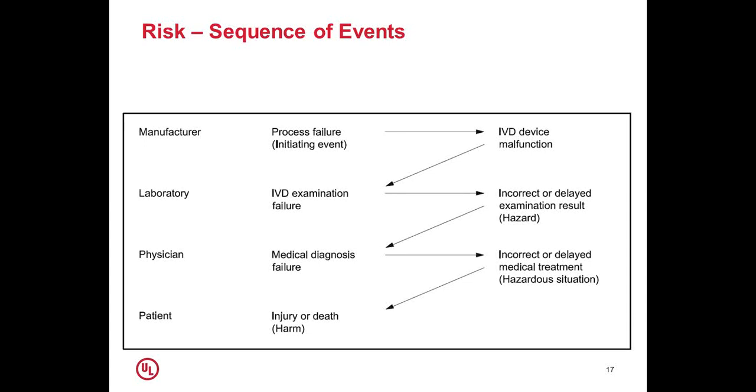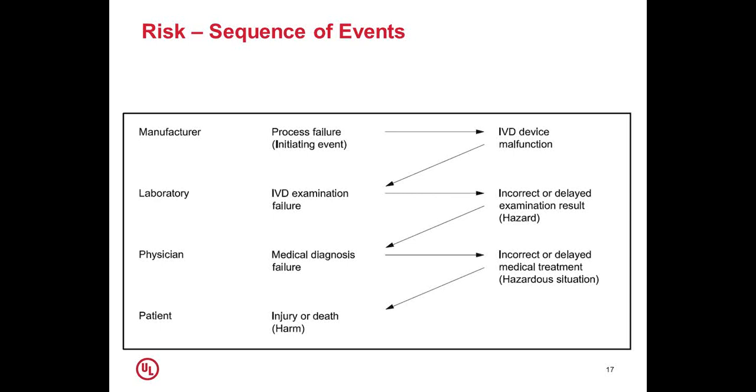This is an IVD medical device. IVD is a very simple glucose meter or blood check meter which we have at home. Due to some process failure, the IVD device malfunctions. This results in an IVD examination failure, an incorrect or delayed examination result. As a result, a medical physician will do a diagnosis and the diagnosis is a wrong diagnosis. An incorrect or delayed medical treatment can happen.